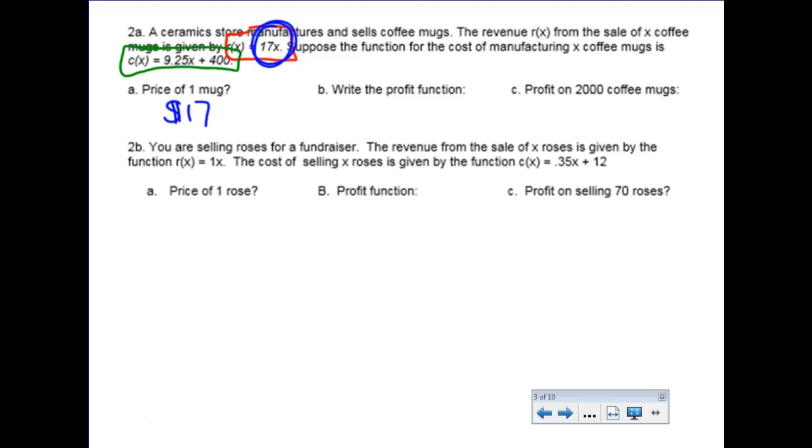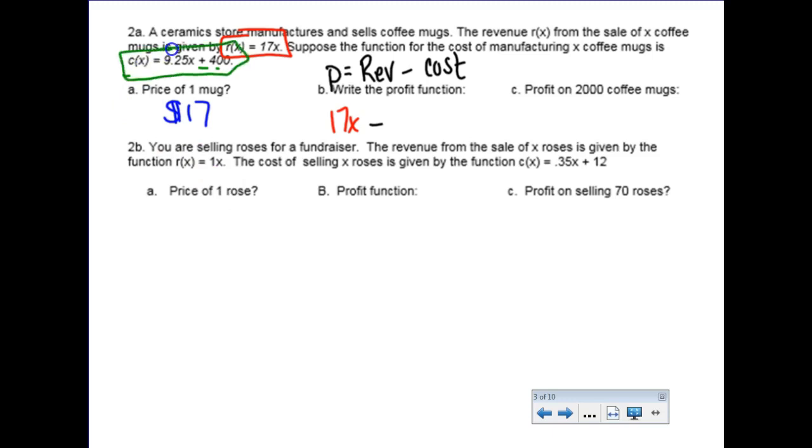This is where y'all kind of botched it up last time. Profit is found by taking the revenue, the money you take from your customer, and then subtracting the cost function. So, help me set up this function. What's our revenue? Start there. Well, I kind of scribbled it all out, but here it says the revenue is given by the function right here, 17x. So that's the revenue, 17x. And then we're going to subtract the cost function, which later on they gave me this.